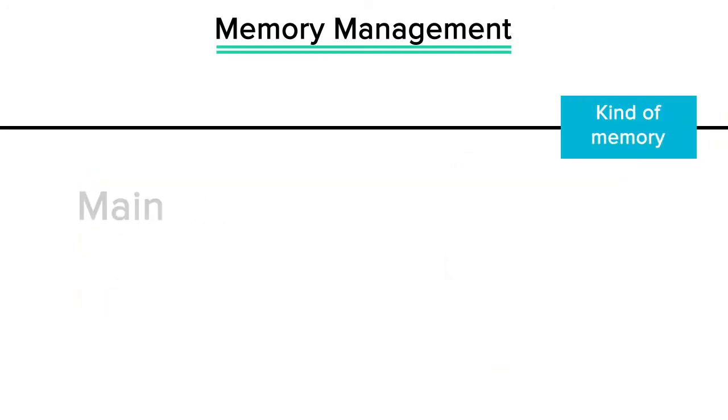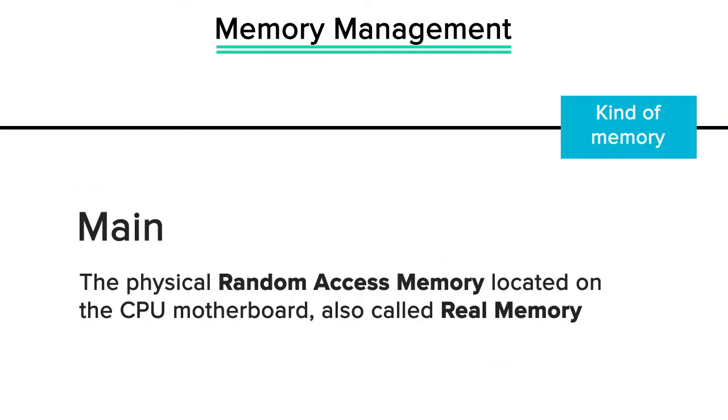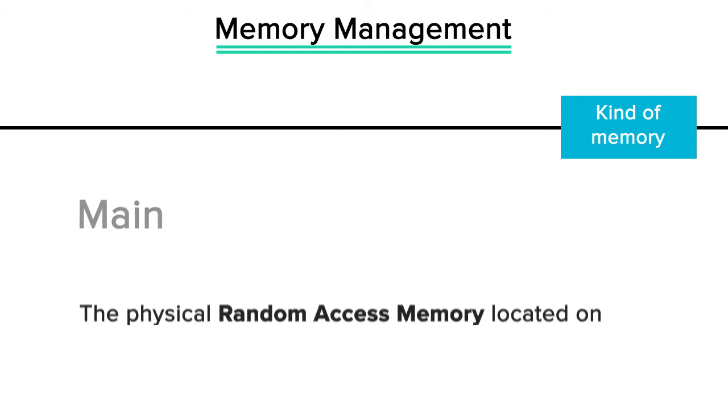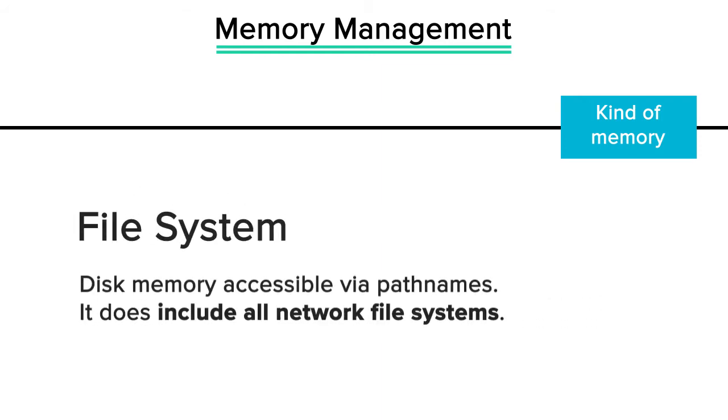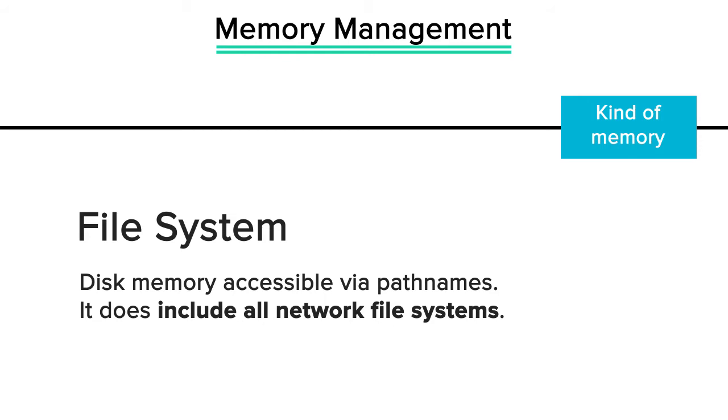Kinds of memory. Main: the physical random access memory located on the motherboard that most people think of when they talk about RAM, also called real memory. This does not include processor caches, video memory, or other peripheral memory. File system: disk memory accessible via path names. This does not include raw devices, tape drives, swap space, or other storage not addressable via normal path names. It does include all network file systems.